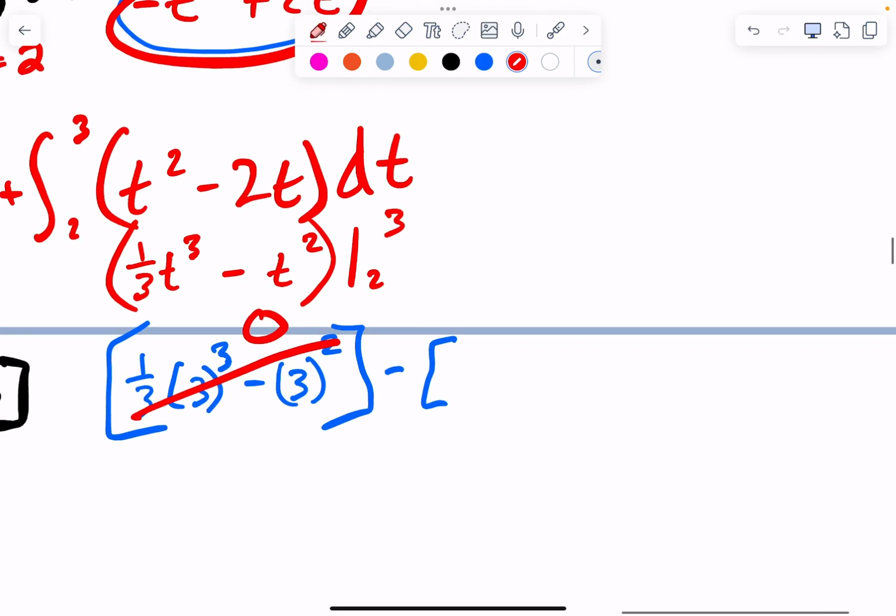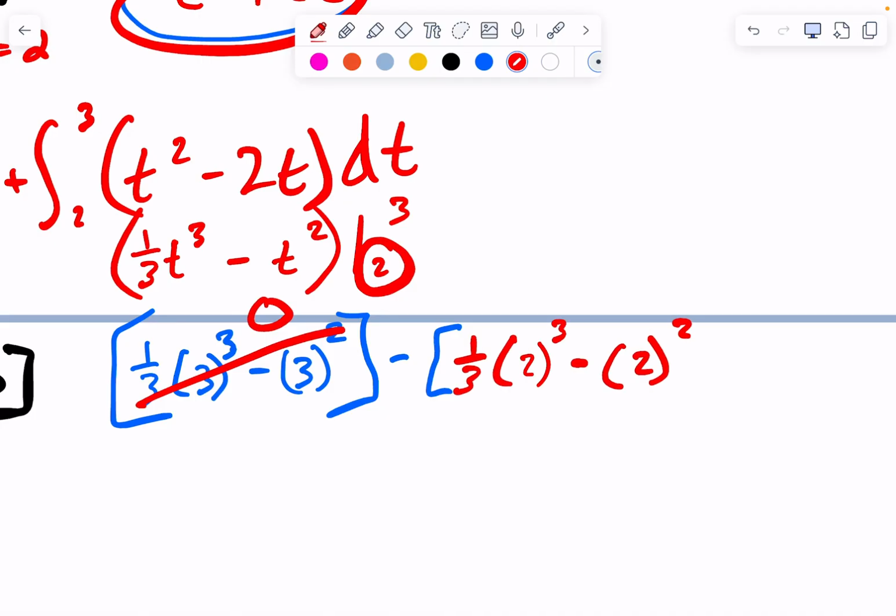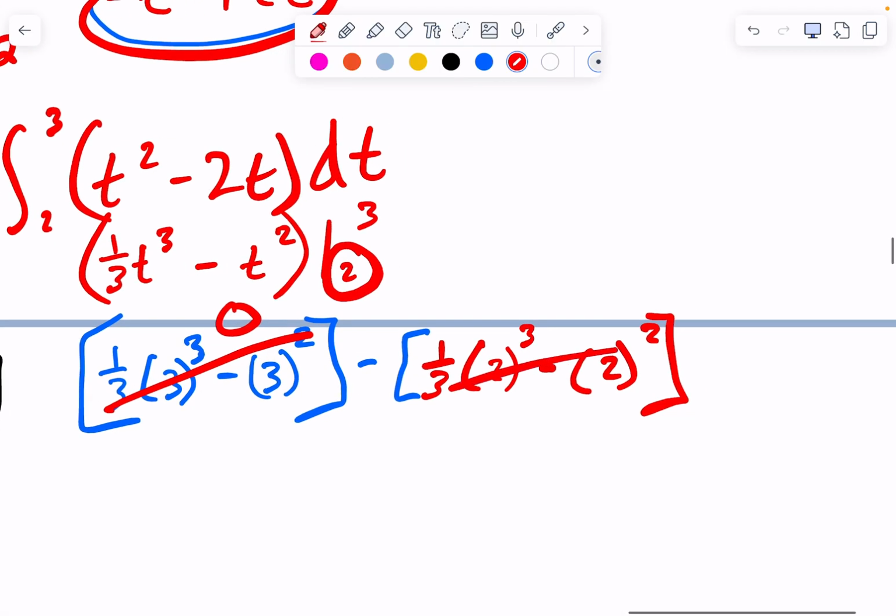Minus, now we got to plug in 2, right? We got to plug in our bottom number, which is 2. I have a theory of how this is going to work. Minus 2 squared, right? It should be negative 4/3, but then I've got this negative out here, which is positive 4/3.